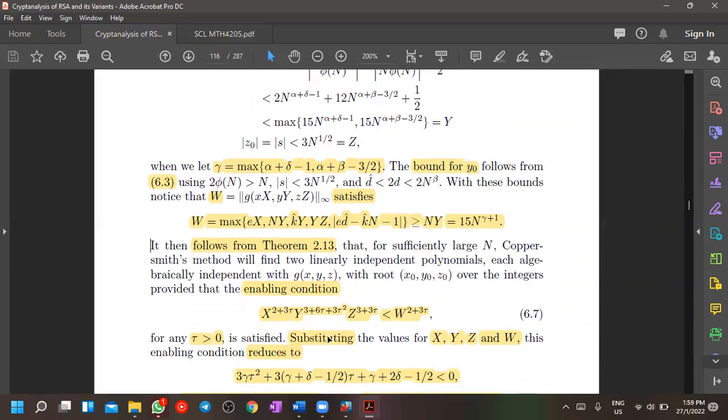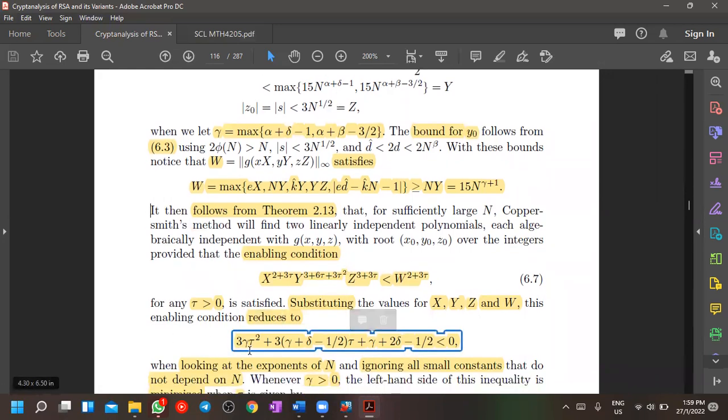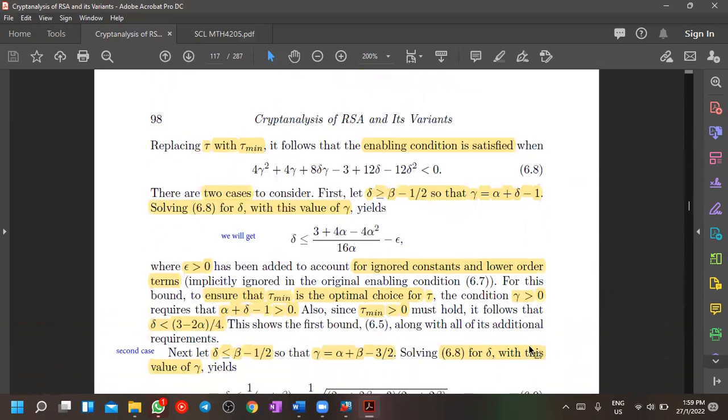And then we substitute the values of x, y, z, and w. So this enabling condition reduces to this condition, right? When looking at the exponents of n and ignoring all small constants that do not depend on n.